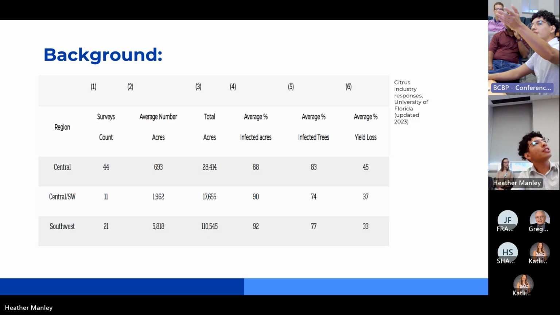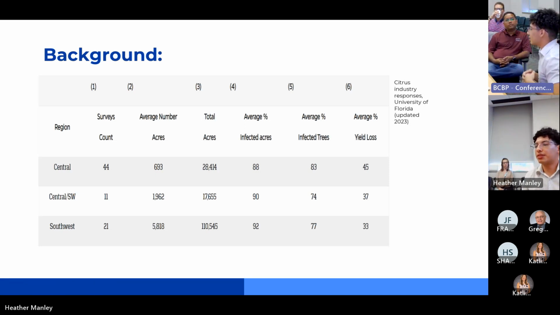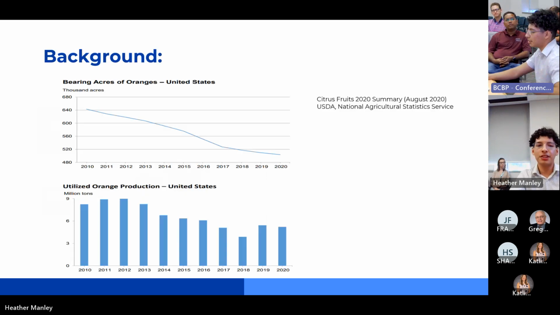So we do have an average yield loss on the right-hand side. This has been updated since 2023, and we can see that as of 2023, we have a 45% yield loss. Around 80 to 90 percent infected trees are present, and especially with Florida in particular, they've had the biggest resurgence of CLAS in the entire country, and they've actually been the ones that got hit the hardest with this pathogen.